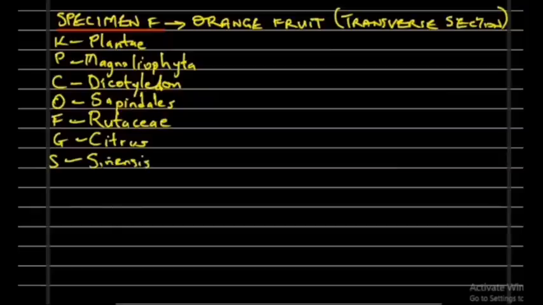So with this now, we can actually write out its scientific name to be Citrus sinensis. Citrus sinensis, that is the scientific name of this particular specimen, so you don't forget how it is written. And then we talk about the organism now.